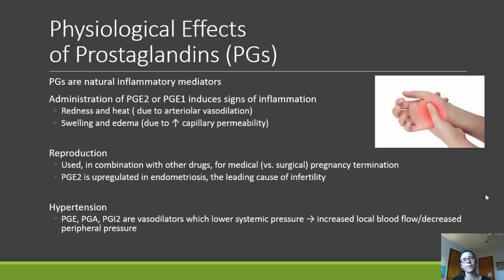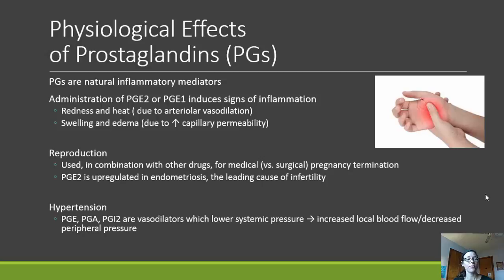Now, I want to take a particular look at what we know about the physiological effects of the eicosanoids prostaglandins. So we know that prostaglandins are natural inflammatory mediators. In a laboratory model, we can see that administration of certain types of prostaglandins does induce signs of inflammation, including redness and heat, swelling, and edema. And they do this by vasodilation and increasing capillary permeability. Now, we also know that prostaglandins play an important role in reproduction.